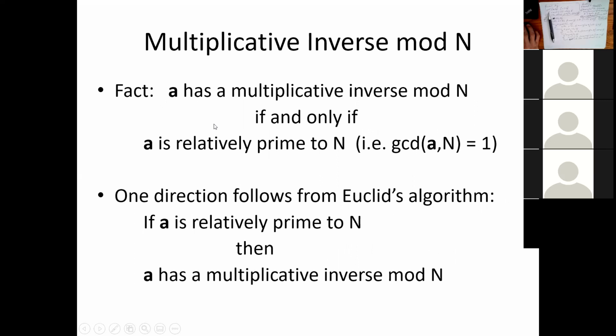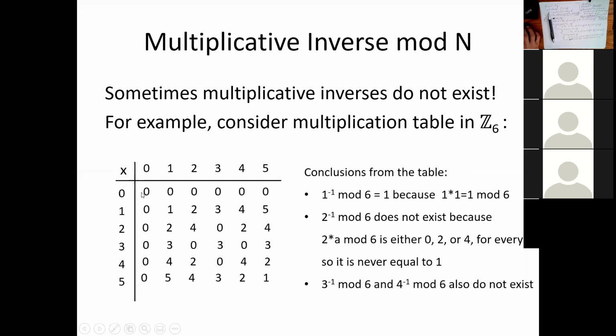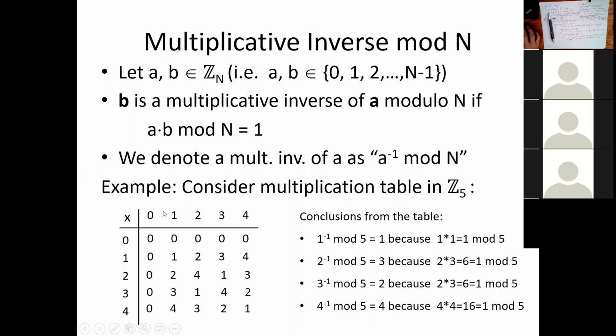Here is a very useful fact. A has a multiplicative inverse mod n only if A and n are relatively prime. They don't have factors in common. In other words, if the GCD of A and n is 1. This is why none of these numbers had factors in common with 5. Why? Because 5 was prime, and therefore everyone had a multiplicative inverse.